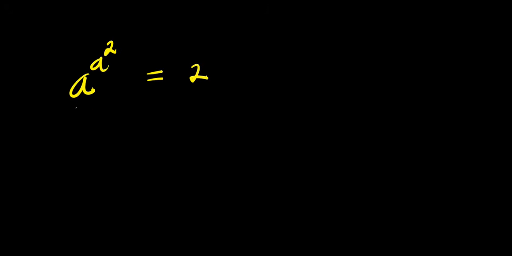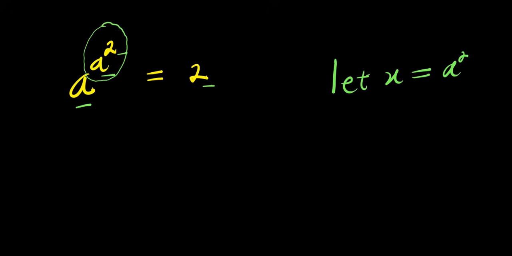Hello, how do you solve a^a = 2? We are solving for the value of a that satisfies this equation. So now I can start with this particular method. I can say let x equal this a^a. So x equals a^a, meaning this equation becomes a^a is now x, and this equals 2.